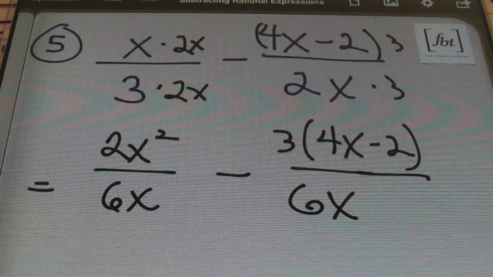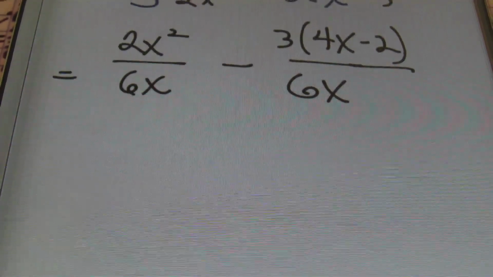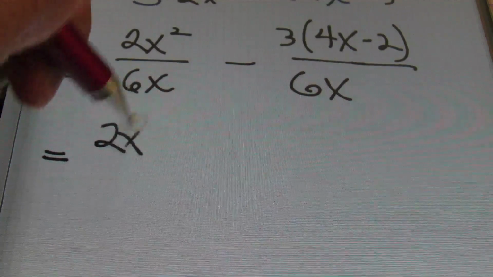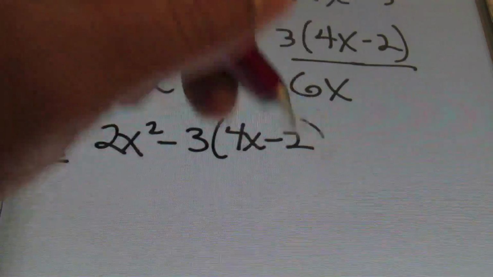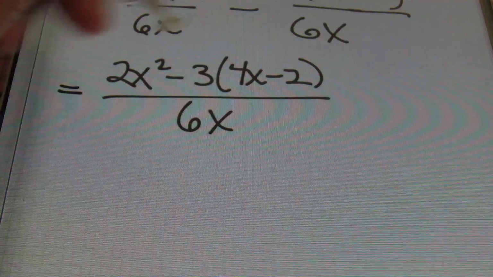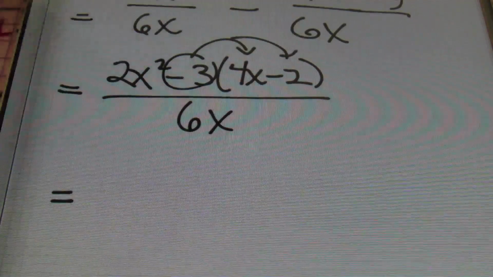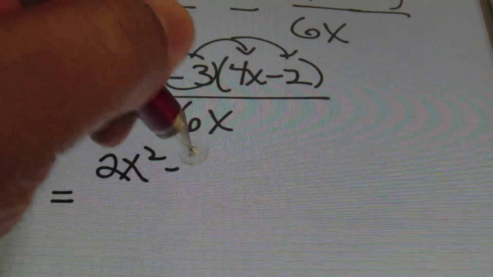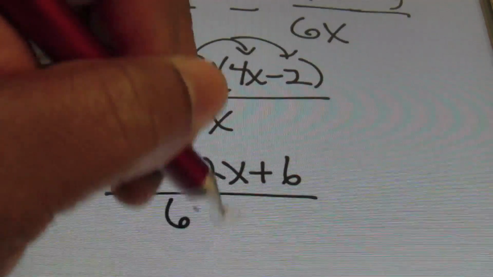At this point, I'm going to combine the numerators together. I'm going to rewrite it. So rewriting the numerators, I'll end up with 2x squared minus 3 times the quantity of 4x minus 2, all over the denominator of 6x. From there, I'll now distribute this negative 3 inside the parentheses. So I got my arrows popping. So I'll end up with 2x squared minus 12x plus 6 all over 6x.